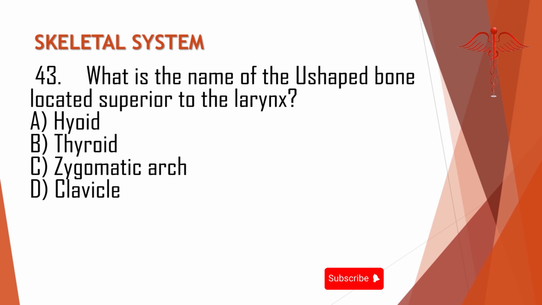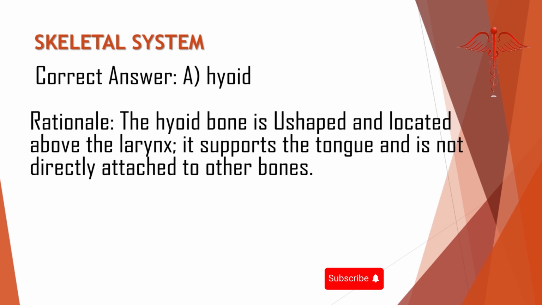43. What is the name of the U-shaped bone located superior to the larynx? A. Hyoid. B. Thyroid. C. Zygomatic arch. D. Clavicle. Correct answer: A. Hyoid. Rationale: the hyoid bone is U-shaped and located above the larynx. It supports the tongue and is not directly attached to other bones.